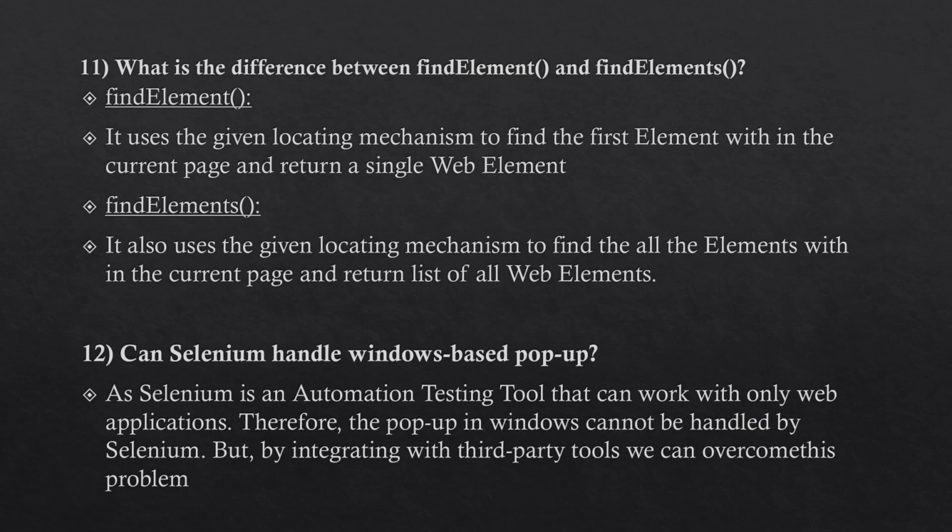So because of that reason, we need to depend upon some third party tools like AutoIT and also Sikuli, and also we have Robot class. With the help of all these three concepts, we are going to automate the window based pop-ups, because from Selenium it is not possible to automate window based pop-ups. But we can handle the web based pop-ups. It is not possible to handle window based pop-ups with the help of Selenium.